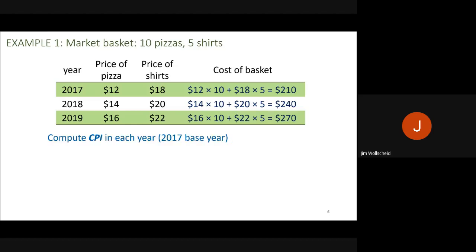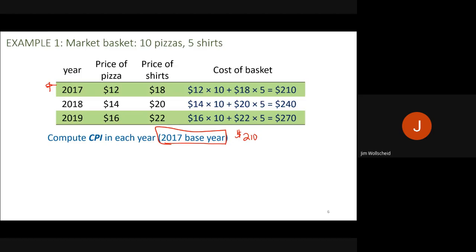All right, so now let's calculate the CPI. So what did I tell you to look for? You want to look for the base year. Boom, I found it, 2017. Okay, so what I know is 2017. I know the base year basket cost is 210. So let's find the CPI for each year.